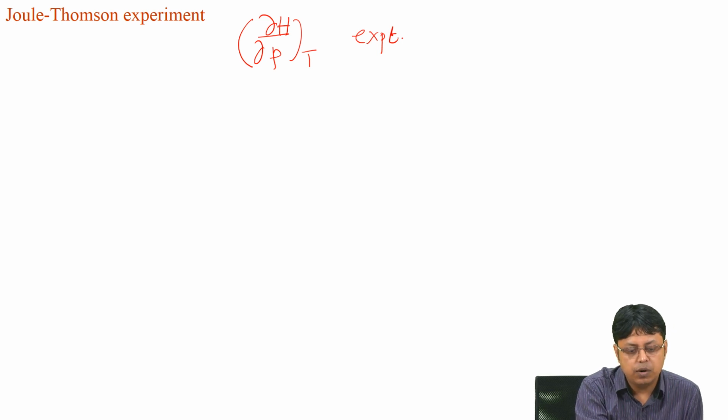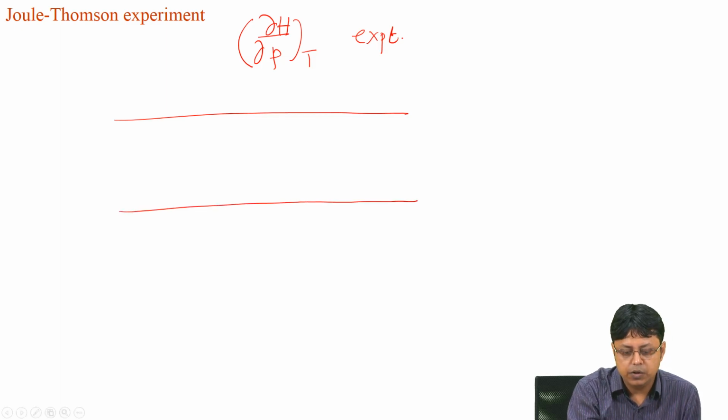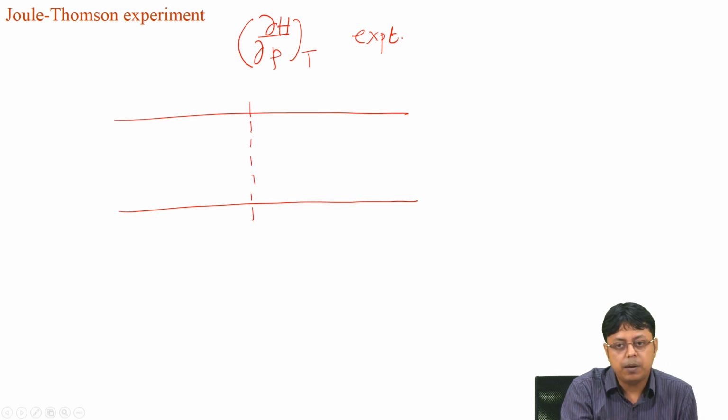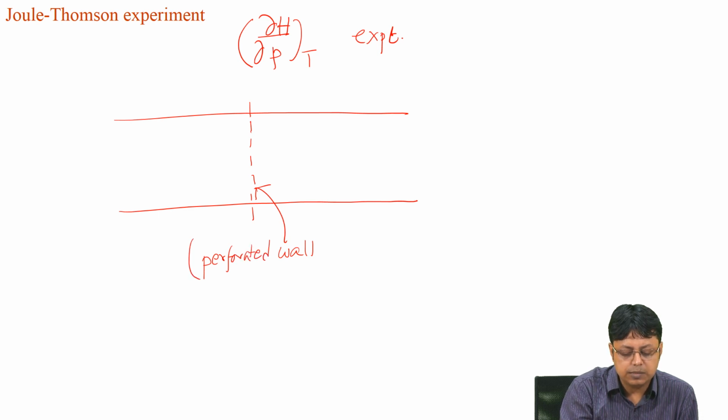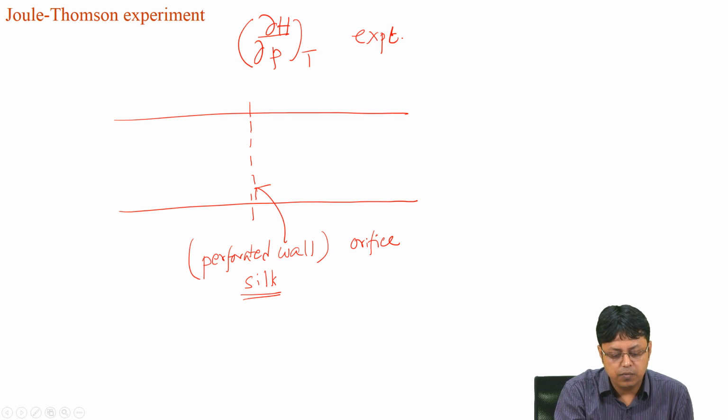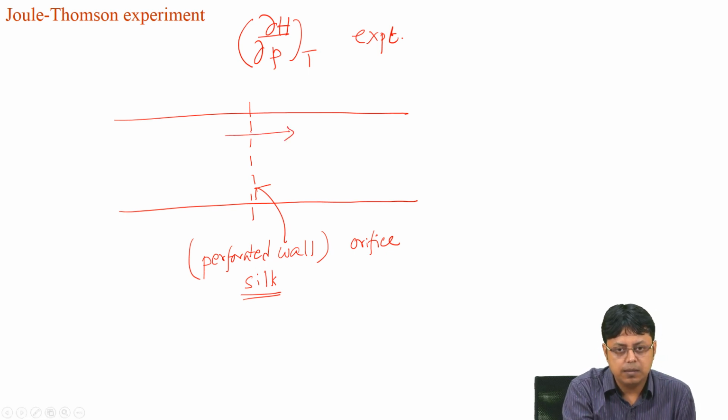Now let us first describe what the experiment is. In this experiment, Joule and Thomson took a tube, and inside the tube there was a perforated wall. What do you mean by that? It's a wall through which the gas molecules can pass from one side to the other side. In the original experiment, they took a wall made of silk, so it's a fine orifice or sieve kind of wall where the gas can pass through.